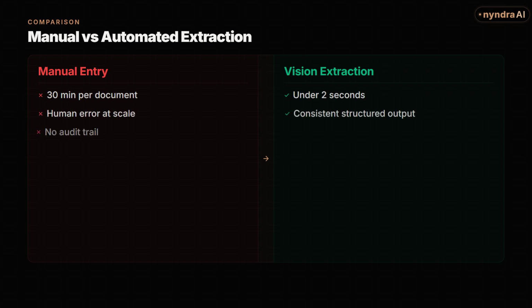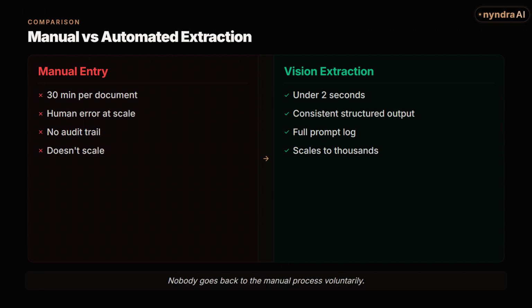Before, someone types out every invoice field by hand. 30 minutes per document, errors at scale, no audit trail. After, 1 API call, under 2 seconds, clean JSON with the full prompt logged. Nobody goes back to the manual process voluntarily.